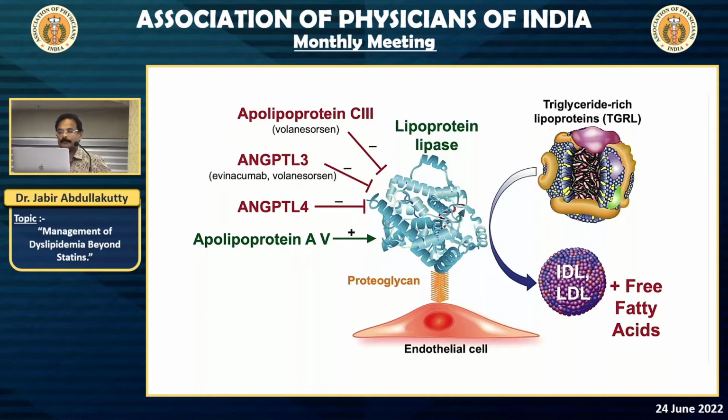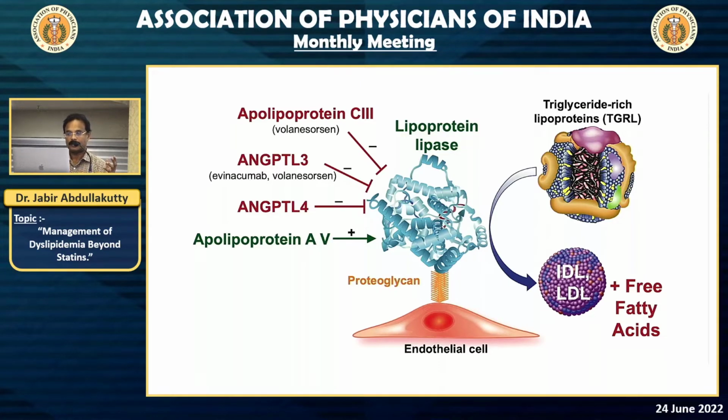The lipoprotein lipase basically acts on the triglyceride-rich lipoproteins, and the triglycerides are broken into fatty acids. So these are inhibitors of lipoprotein lipase: apolipoprotein C3, ANGPTL3, ANGPTL4, apolipoprotein A5. When they inhibit the lipoprotein lipase, the triglyceride level increases. And if you use an inhibitor of apolipoprotein C3, ANGPTL3, or angiopoietin-like peptide 4, then the lipoprotein lipase level increases, and the triglyceride-rich lipoproteins come down.